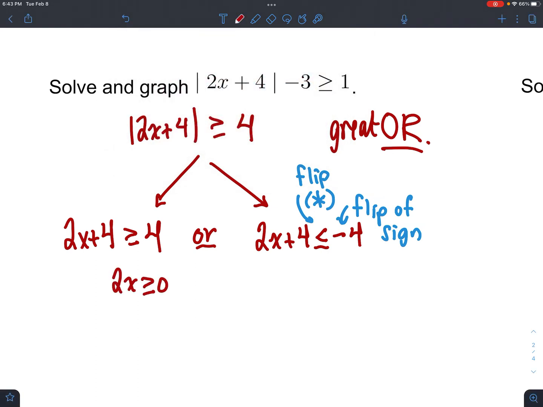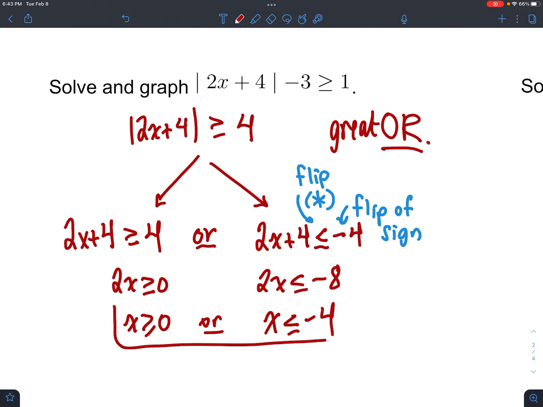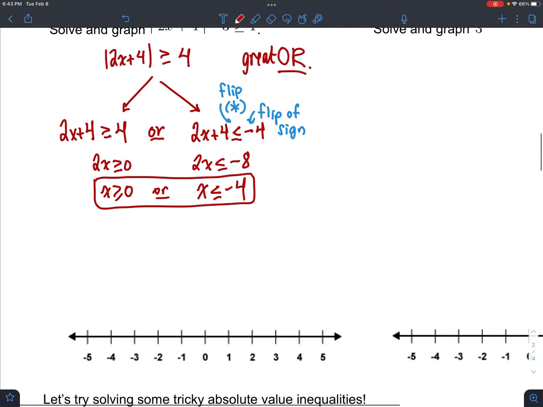Once you have that, we're just going to go ahead and solve for x. And once I get down to the bottom, I like to rejoin that or, so I remind myself that I want to be graphing an or. So those are my two equations. This here is the written answer with the or. You need the or there.